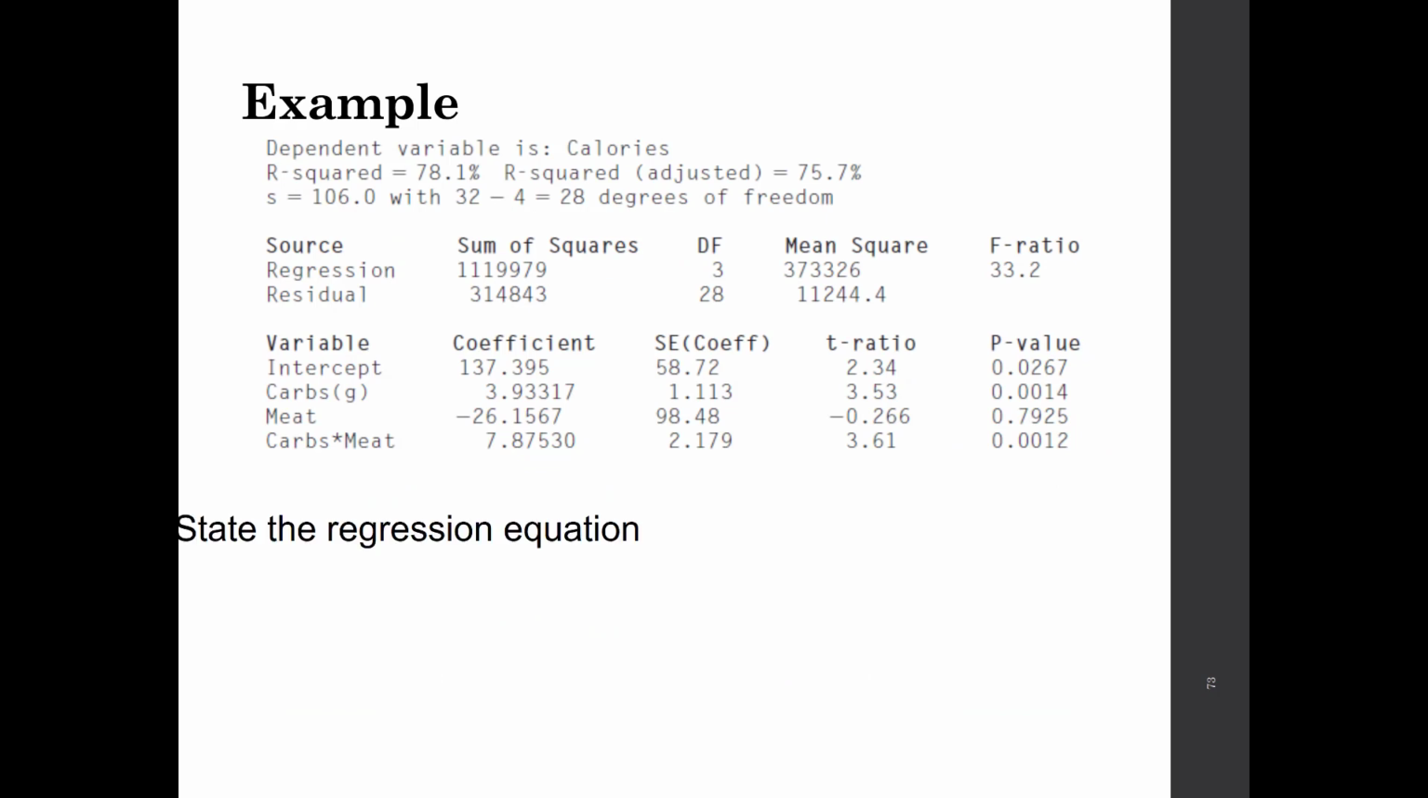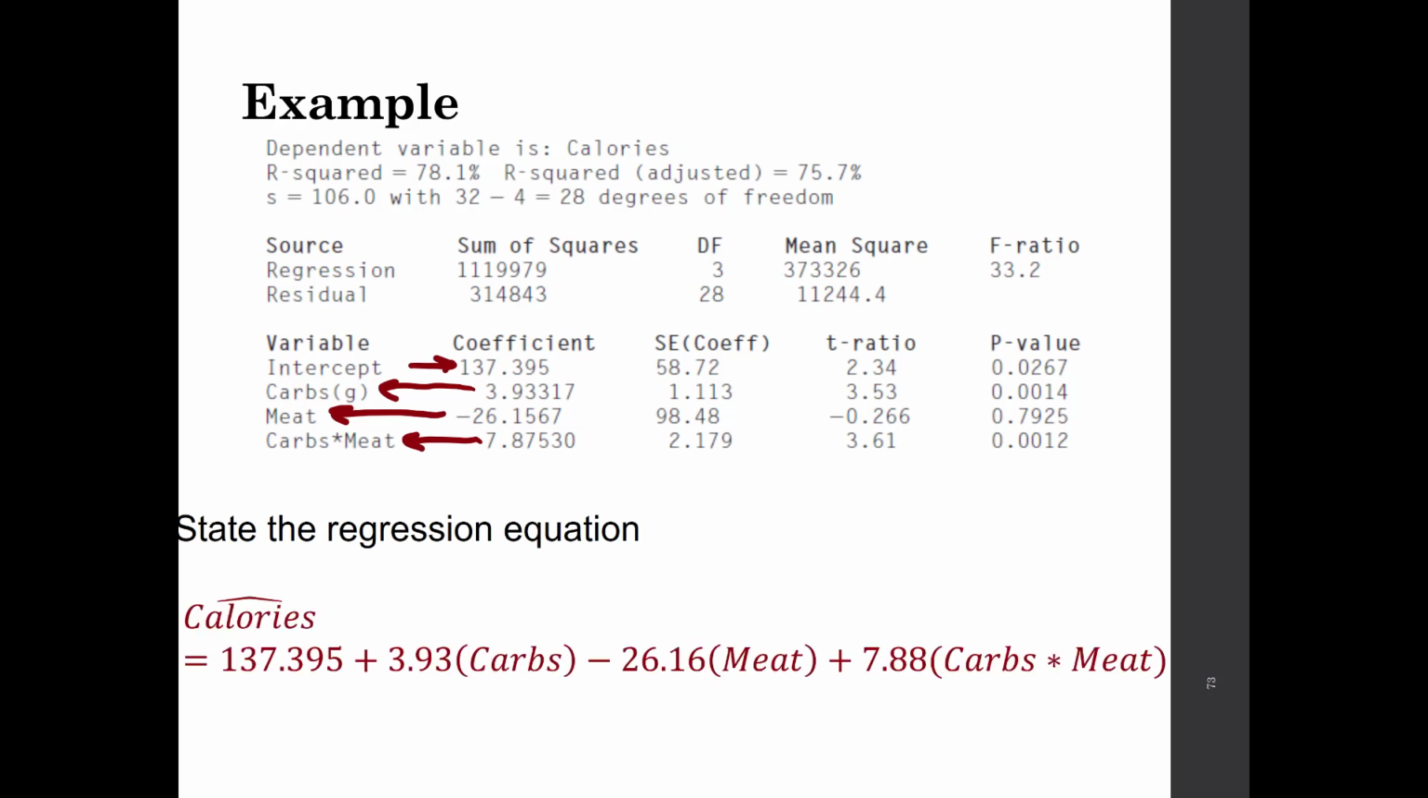So let's practice stating the regression equation. So how do you get the regression equation from your coefficients box? Well, you first get your intercept. Here it's 137.395. And then you take each coefficient times its variable. So plus 3.93 times carbs minus 26.16 times meat plus 7.88 times carbs times meat. And then we have our regression equation. So our estimated calories for a dish is 137.395 plus 3.93 times carbs minus 26.16 times meat plus 7.88 times our interaction term.